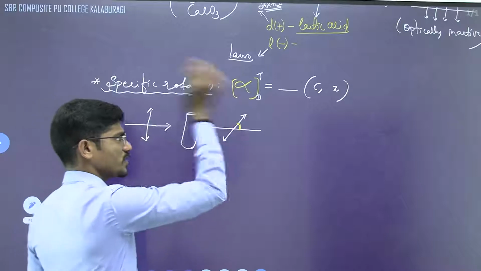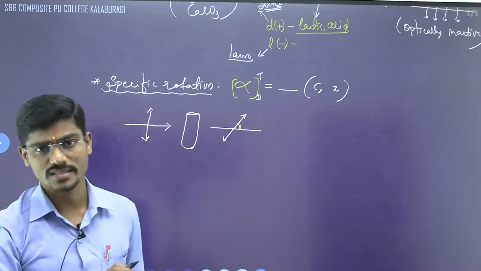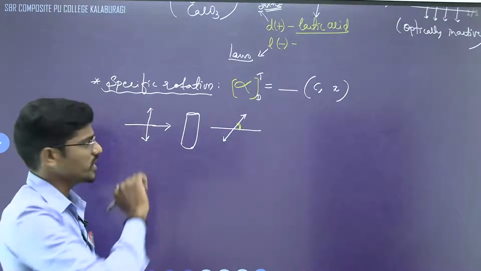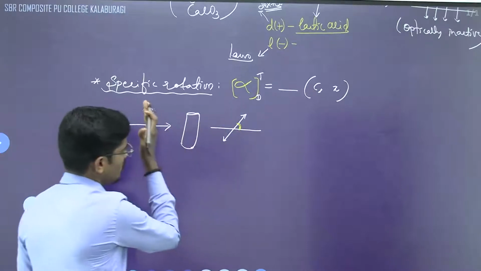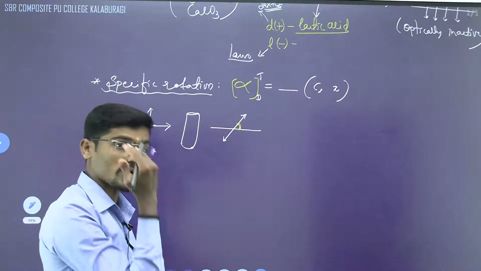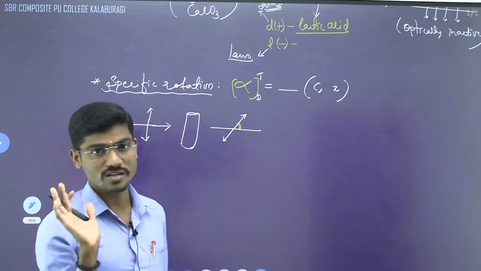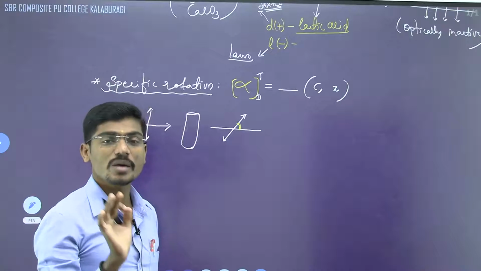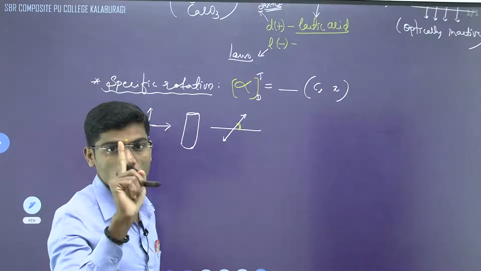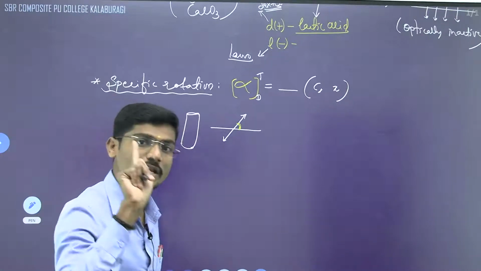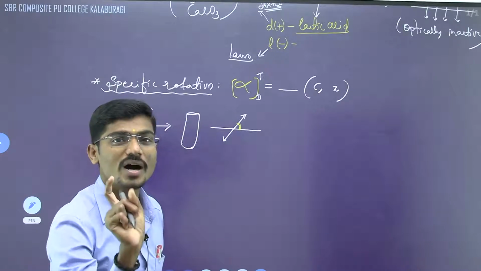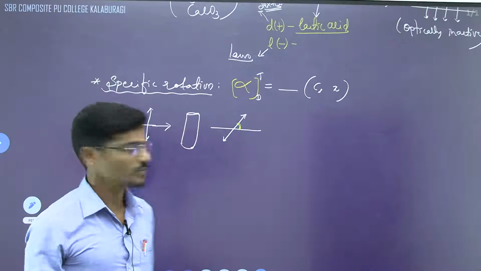So how can we define this specific rotation? Look at this, a very simple definition. Here this plane polarized light is rotating towards right or towards left. The specific rotation is the number of degrees of rotation observed by 1 gram of substance in 1 ml of solution taken in a tube of path length 1 decimeter.